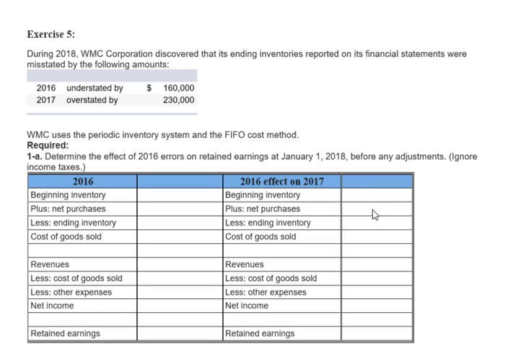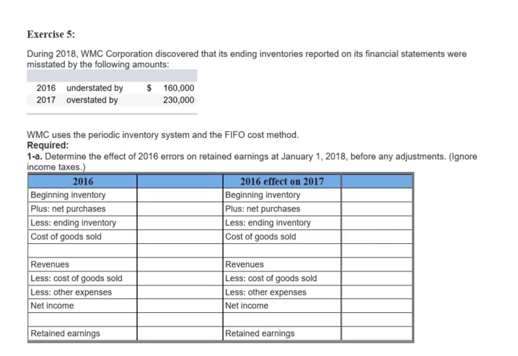So we've talked about changing methods, changing principles, and how we have to go back and restate prior years. We've looked at a change in estimate that does not require us to restate prior years. Now let's look at some errors and how errors impact our financial statements.